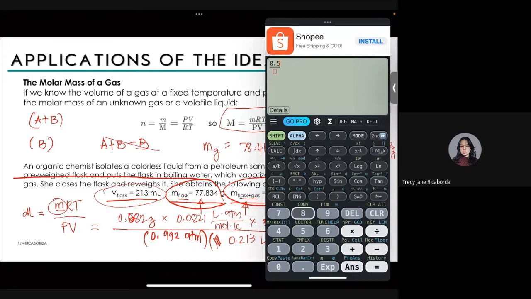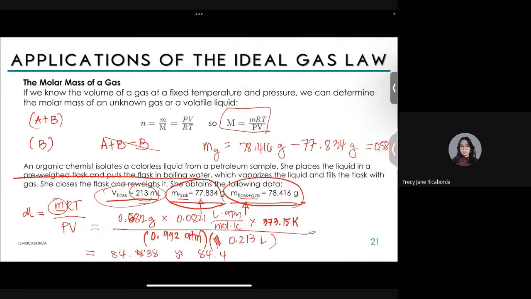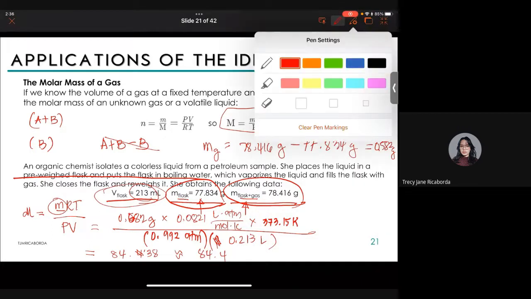Put that into a calculator. So that's 0.582 times 0.0821 times 373.15 Kelvin all over 0.992 times 0.213. So it gives 84.38, which is 84.4 if three significant figures. Okay? Anong unit niya? Now, let me use a different color.